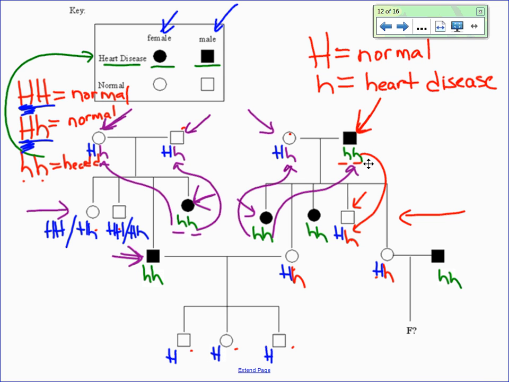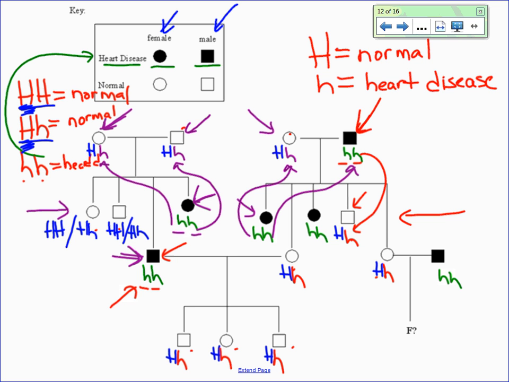Right now, that same logic can help us with this place down here. We see that this guy only has two little h's, which means that every one of these kids down here has to be big H, little h. Because this guy right here only had a little h to give.